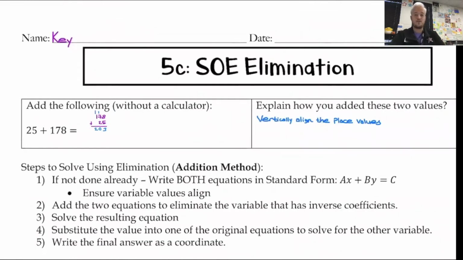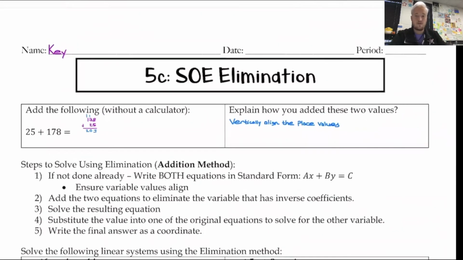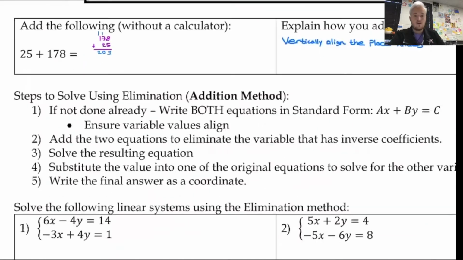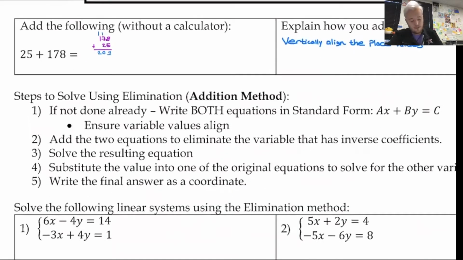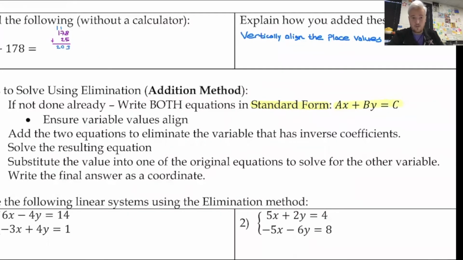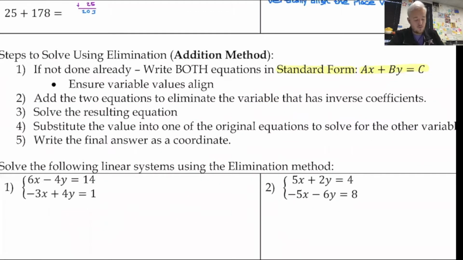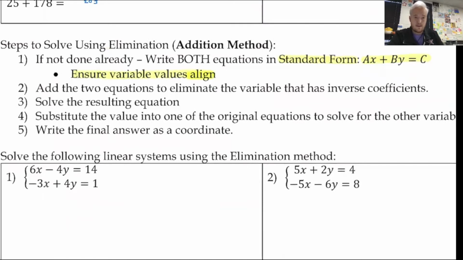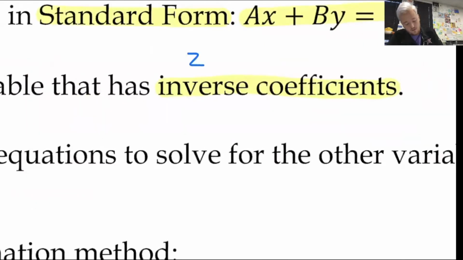For elimination, we have to be very strategic in how we set up the problems. We have to write both of our equations in standard form, so ax plus by equals c, and we want to ensure that variables are in alignment. That's the important part here. We're essentially going to be adding the two equations to eliminate one of the variables that has inverse operations. So what we're looking for are zero pairs.